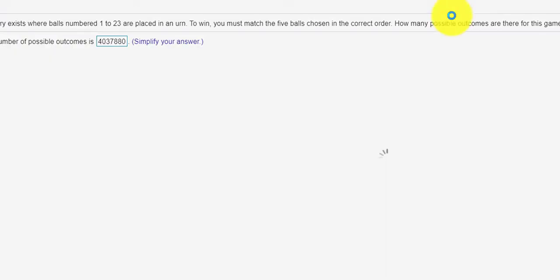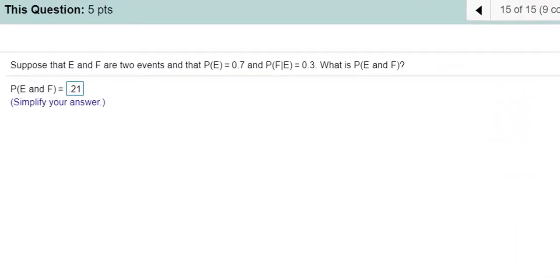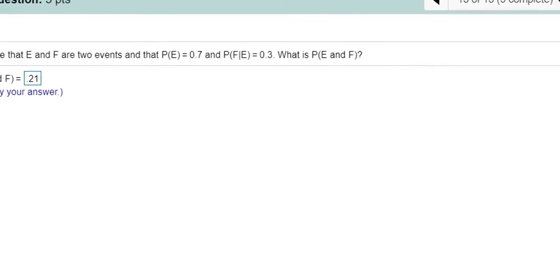Let's keep going. Number 15. All right, so we got 2 events. So those events E and F are events such that P of E is 0.7 and P of F given E is 0.3. What is P of E and F? All right, so let's get our formula sheet again.